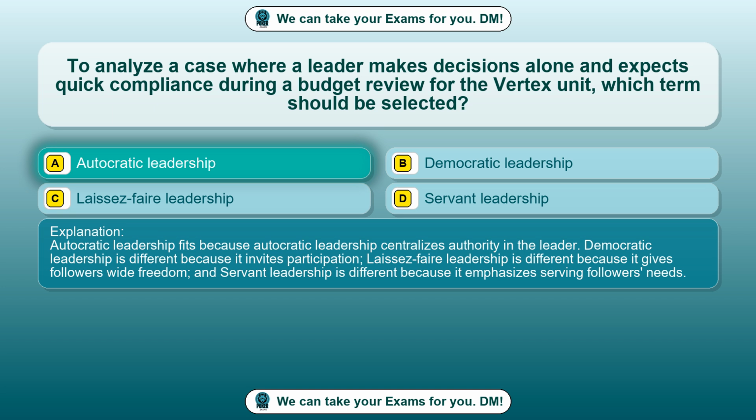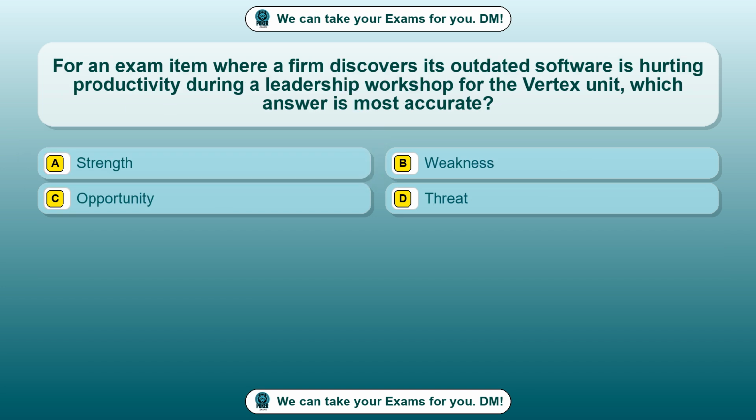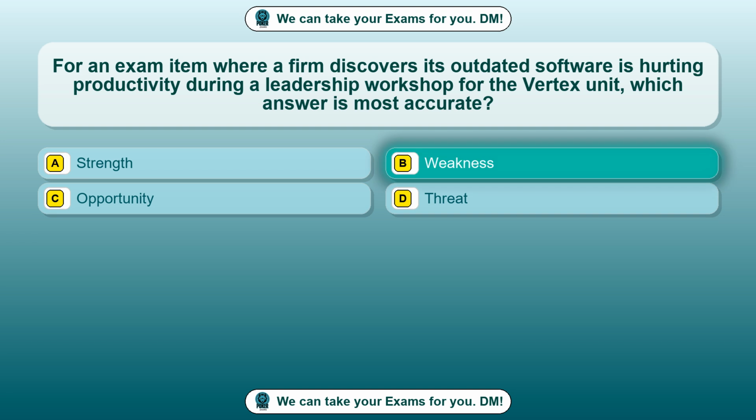Question 2. For an exam item where a firm discovers its outdated software is hurting productivity during a leadership workshop for the Vertex unit, which answer is most accurate? Option A. Strength. Option B. Weakness. Option C. Opportunity. Option D. Threat. The correct answer is option B.